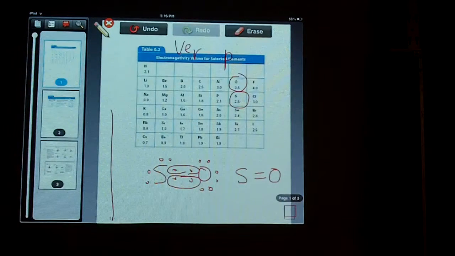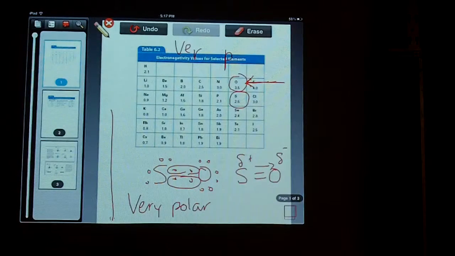So very polar, that means that we're going to get that partial positive and partial negative. So look at the numbers. Which one has a stronger pull? If you said oxygen, you are correct. So oxygen tends to pull the electrons closer to it. That gives the oxygen a partial negative charge. That leaves the sulfur as a partial positive.